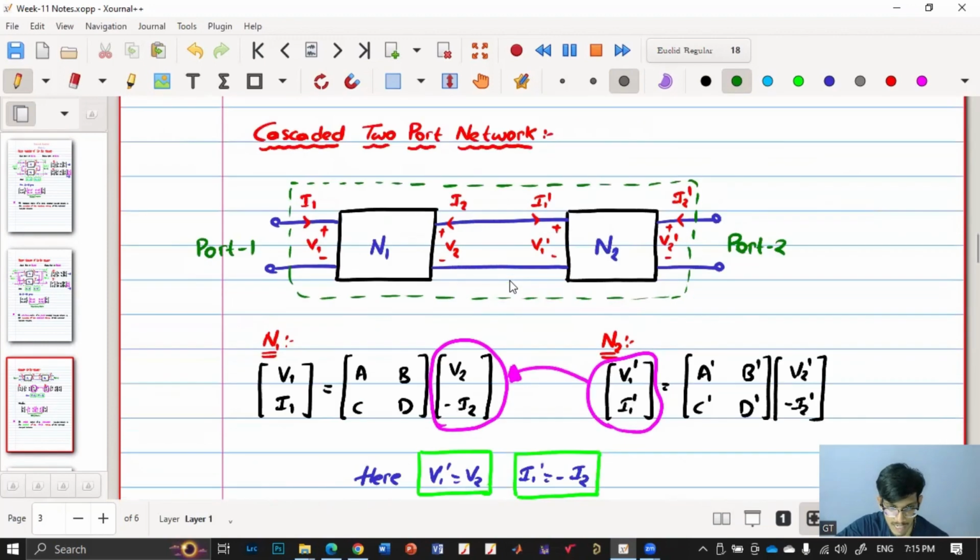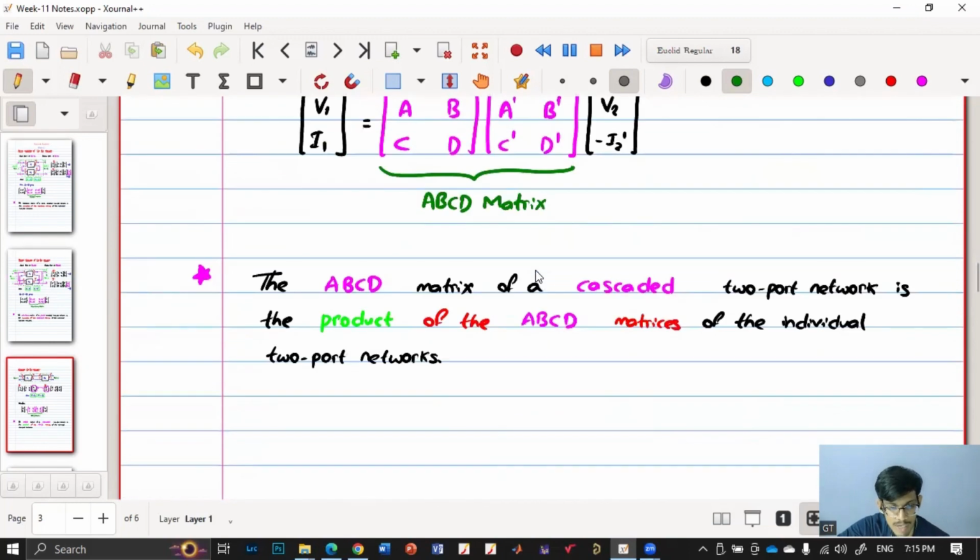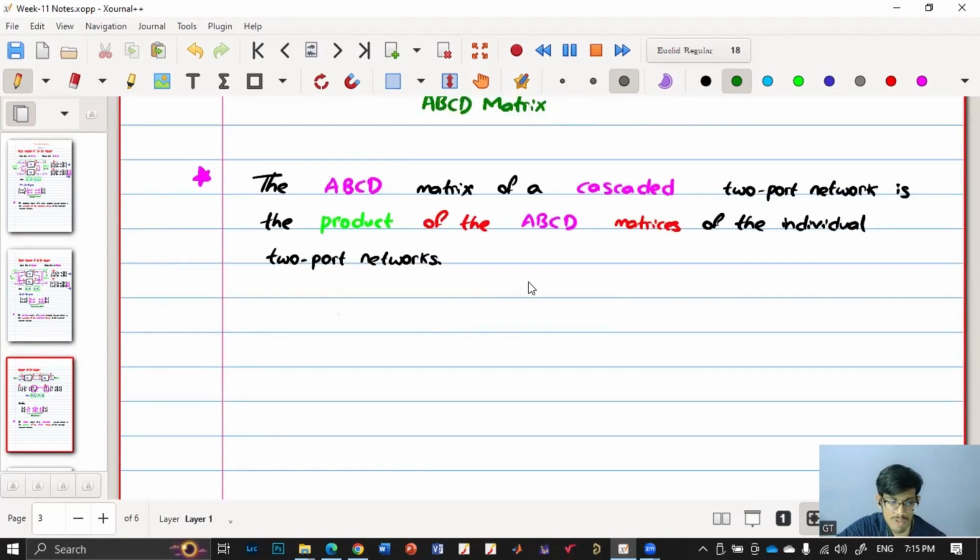If they are connected as a cascaded two-port network, which means the output port of network 1 is the input port of the second network, N2, then the ABCD matrix of the cascaded two-port network is the product of the ABCD matrices of the individual two-port networks.